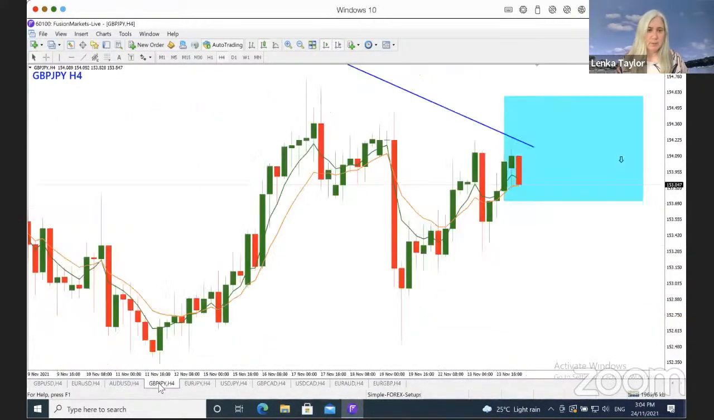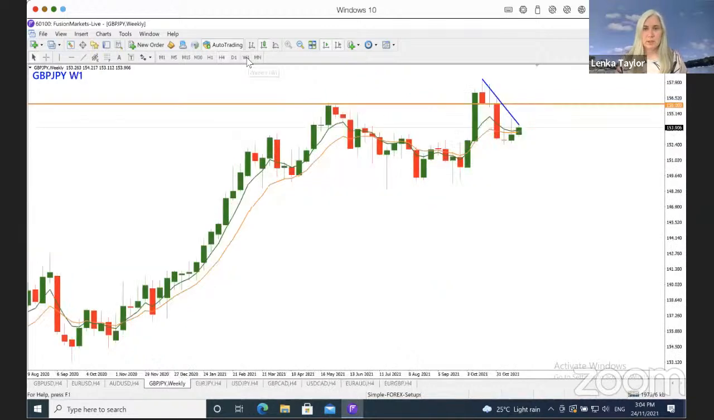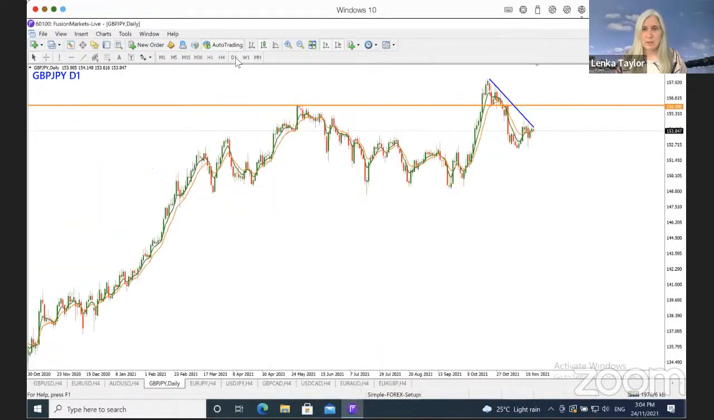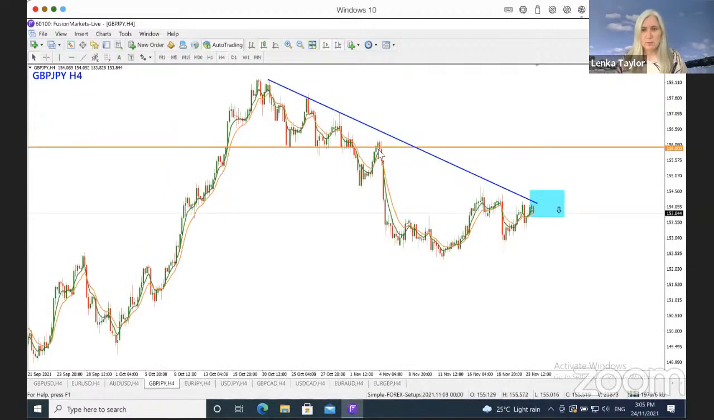Next currency pair I'm looking at is GBP JPY. So GBP JPY, I'm looking for a short. So looking on the weekly, this is where we are on the weekly. So we're at the top. So I'm looking for that reversal. We had the price come down. So looking for the pullback. We had a little bit of a pullback and now looking for any sort of a reversal.